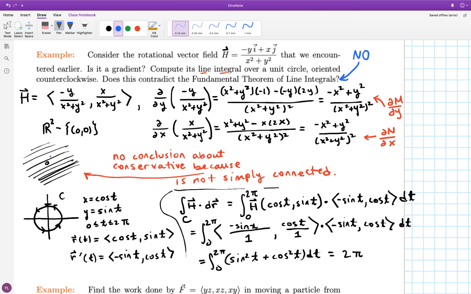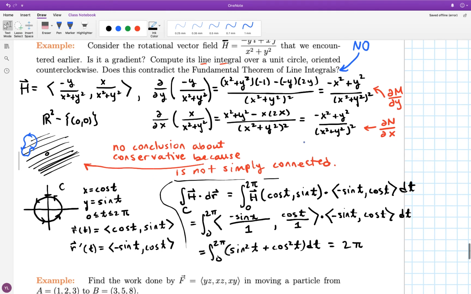In fact, if you had a closed curve that didn't circle the hole and you integrated the vector field across that, you actually would get 0 as an answer. But here I'm not getting 0. My vector field is not conservative, and so I'm not contradicting the theorem.